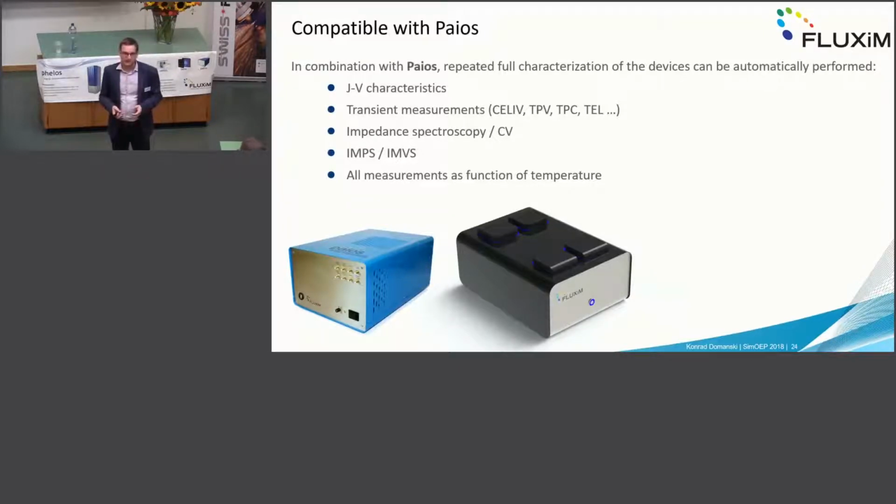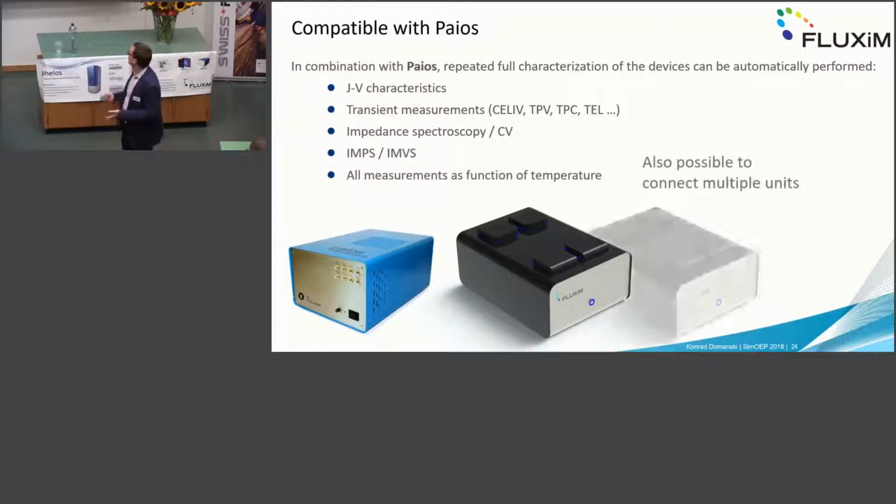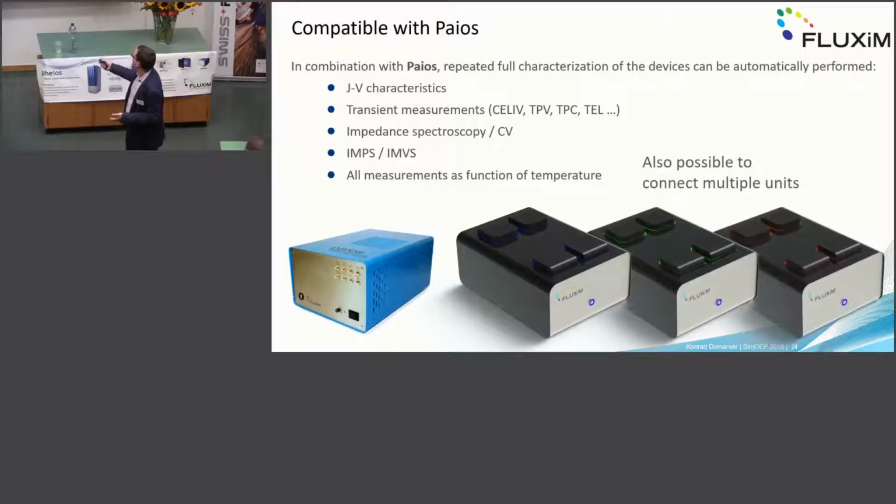And you will hear the workshop on Paios today. But what it can do is all different sorts of electrical measurements, like very precise JV characteristics, many different transient techniques, impedance spectroscopy, and we can also do all those measurements as a function of temperature if we use those two instruments combined. And then finally, we can combine several of those instruments and daisy chain Paios through all of them, so that Paios does sequential measurements of each single device that we put in there.